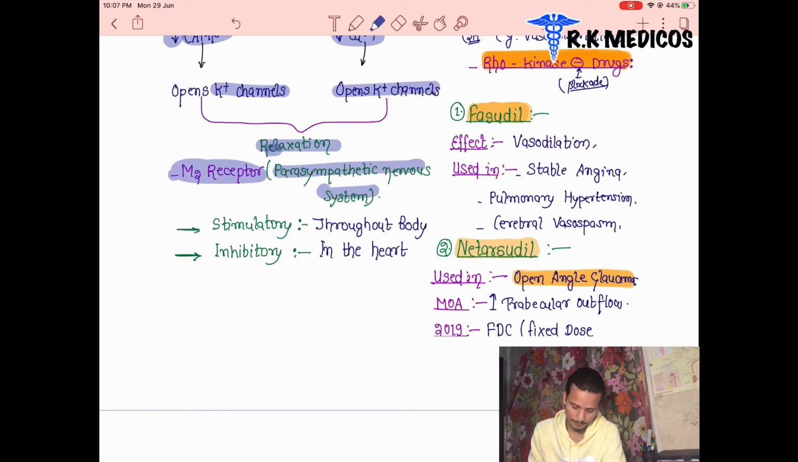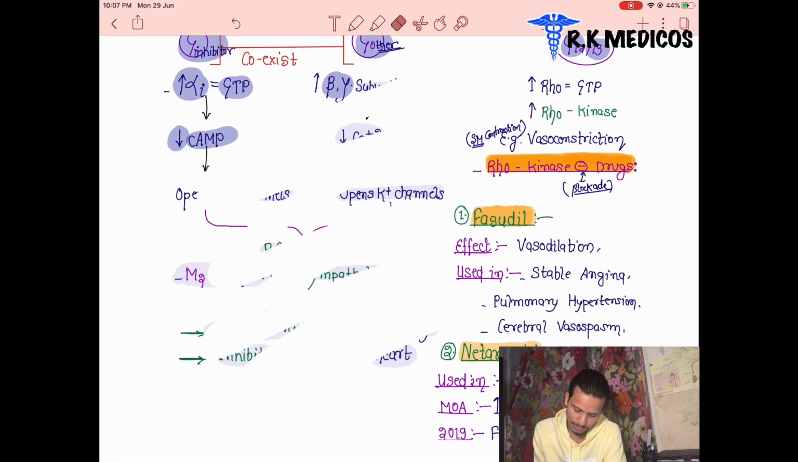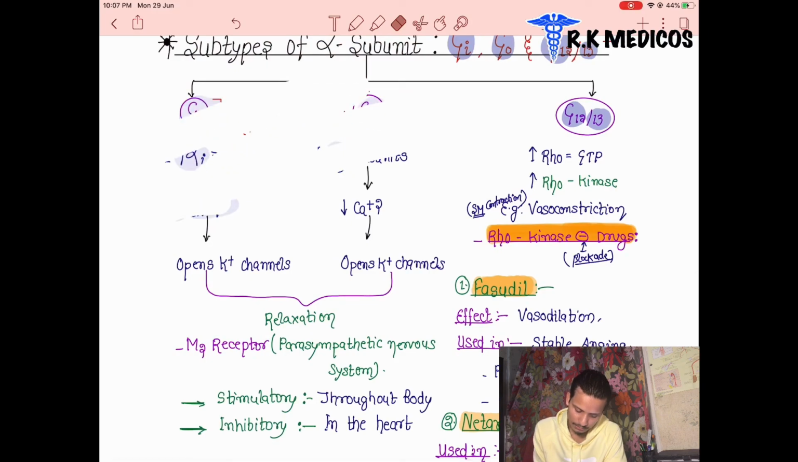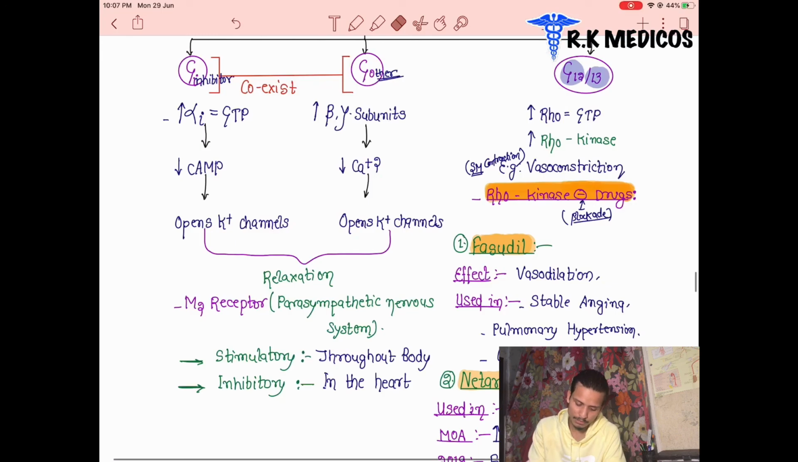It is okay. Where are these types of channels located? In M2 receptors. M2 receptors, where they are located we discuss later, in the parasympathetic nervous system. M2 means muscarinic type 2 receptor. They are located throughout the body, with inhibitory action on the heart. The inhibitory action on the heart and stimulatory action throughout the body. We discuss all these activities in detail in the sympathetic and parasympathetic nervous system.